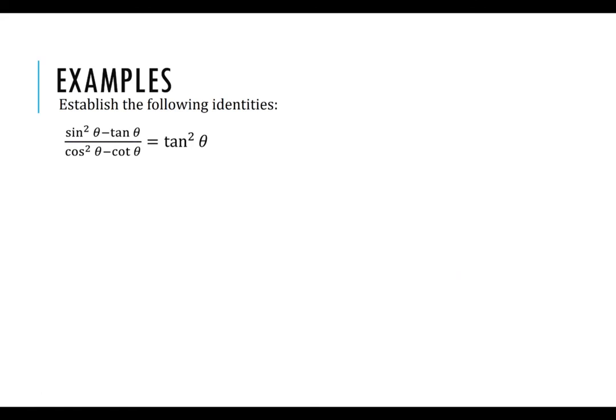Here I have sine squared of theta minus tangent of theta divided by cosine squared of theta minus cotangent of theta is equal to tangent squared of theta. And I definitely think that the left side is more complicated. So I'm going to start with that side. And I'm going to play that same game of write everything in terms of sine and cosine and see what I can do.